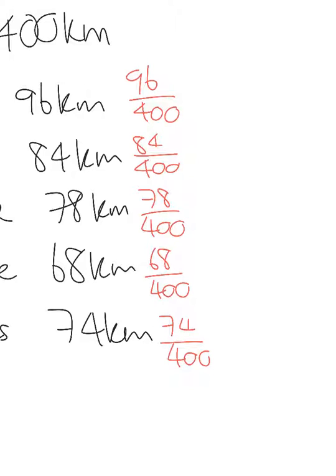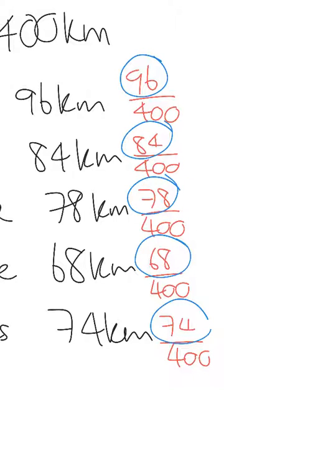You actually might notice something interesting in that all of these distances, 96 plus 84 plus 78 plus 68 plus 74, all should add up to 400 kilometres. So all of the fractions should equal 400 over 400, or if we simplify that, it should be 1, because they've completed the whole course between themselves as a group.